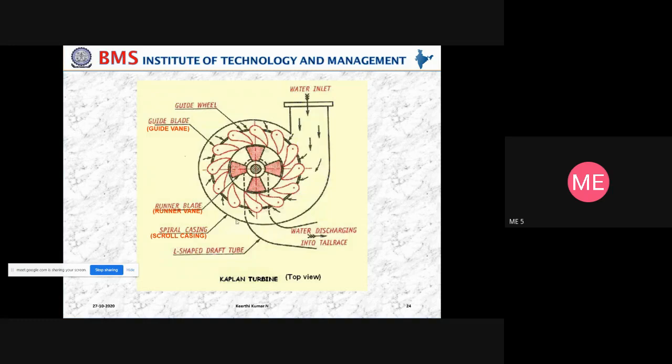The outer portion is everything the same. The water enters the penstock. From the penstock, it enters the spiral casing, also called a scroll casing. From the scroll casing, the water enters the guide blade. From the guide blade, it enters the rotor, or boss, or hub. For the Kaplan turbine, the number of blades will be only 4, maximum 6.